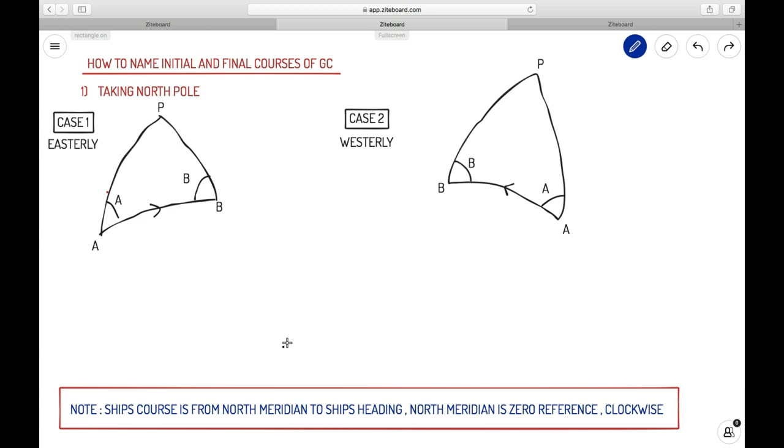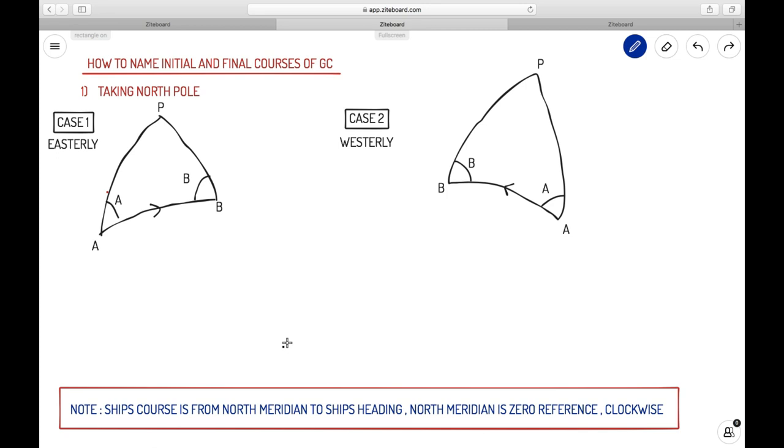Today, once again, we are back with a new concept: how to name your initial and final courses of GC, that's your grade circle. Most of the time, everyone has doubts about naming the initial and final courses. You'll be easily able to solve your spherical triangle of GC, but you'll be in doubt about how to name your initial and final courses. We'll be discussing in this video how to name initial and final courses.